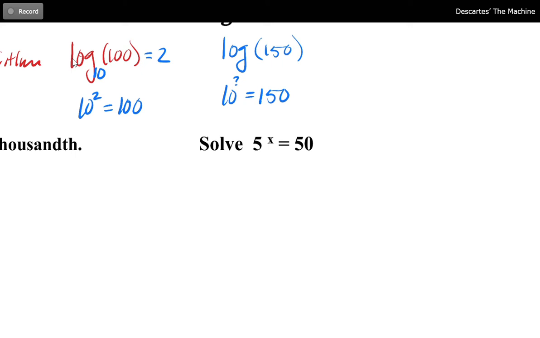Well, 10 squared is 100. I know that 10 cubed is 1,000, and 150 is in there someplace. So logically, wouldn't the exponent have to be something between 2 and 3? But we don't have an integer value. You'll have to reach for a calculator. So if you've got a scientific calculator, a TI-83 or TI-84 or something like that, reach for that.